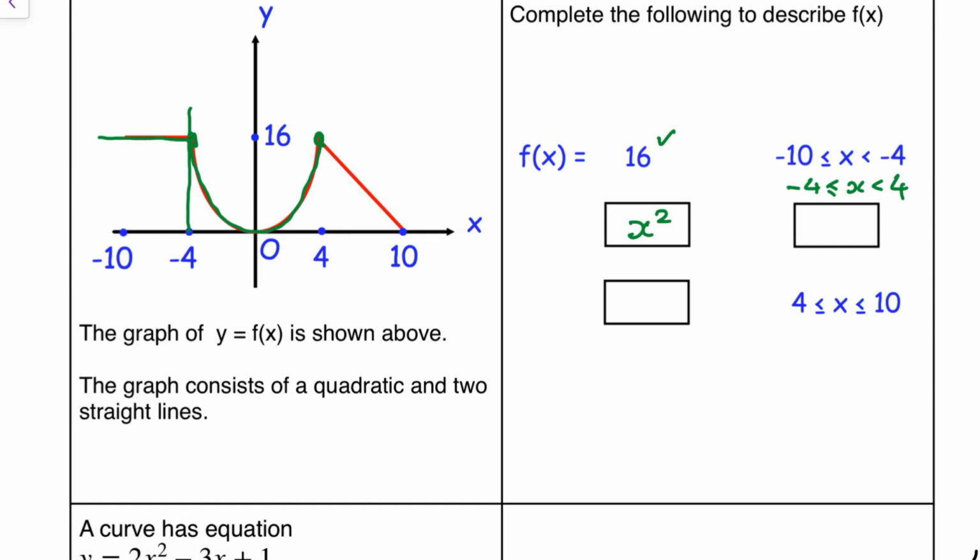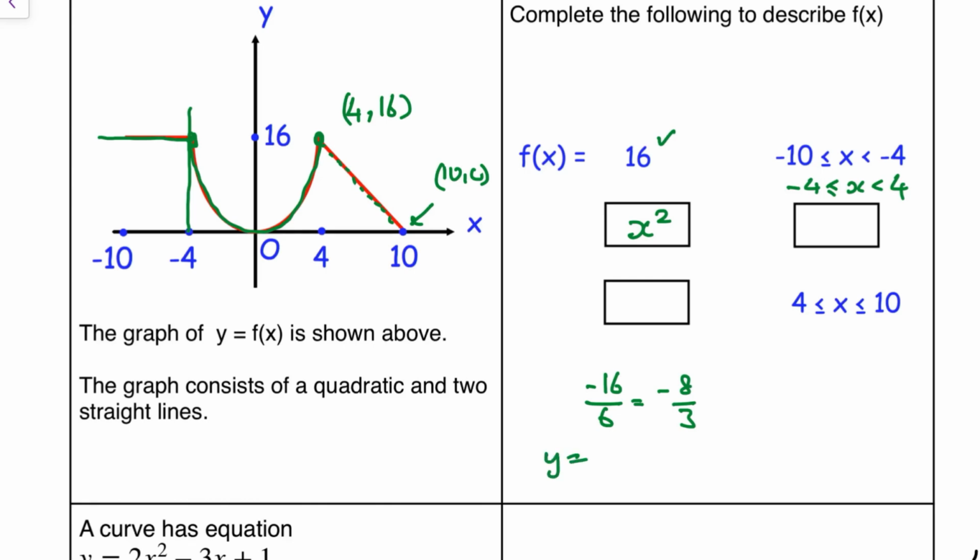Then down here, I've obviously got a straight line. What do I notice about that straight line? Well, I can see that this point here is 4, 16, and this point here is 10, 0. So in other words, I'm going down by 16 and going across by 6. Therefore, my gradient is minus 8 over 3. This isn't a very nice question, really. It's a slightly difficult bit to end on.